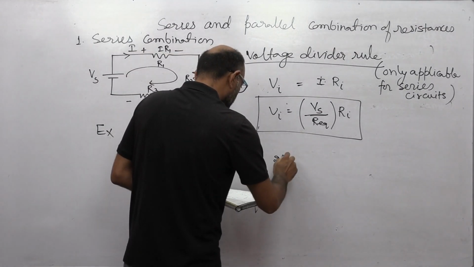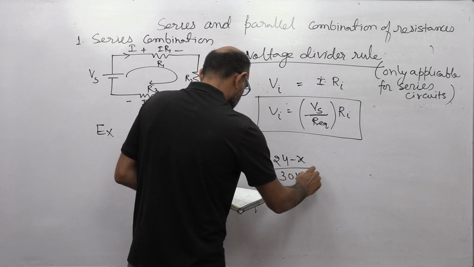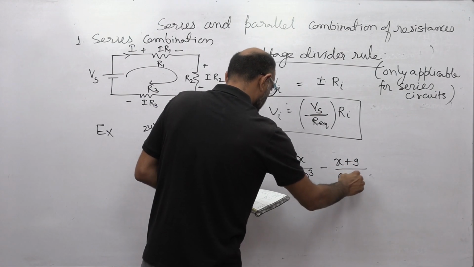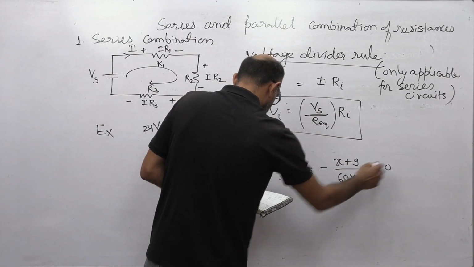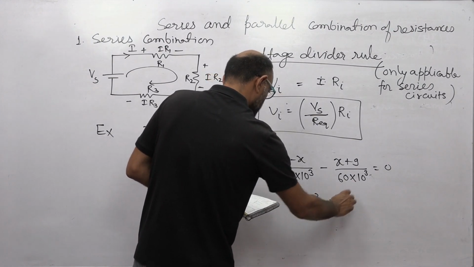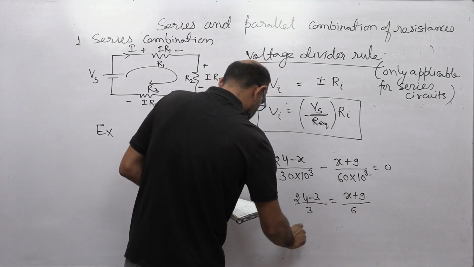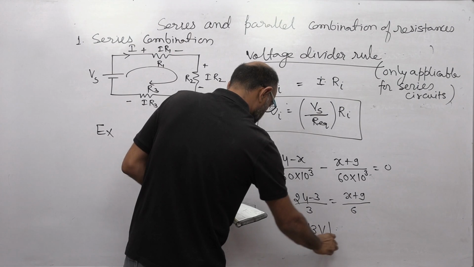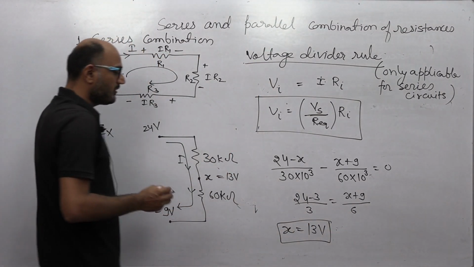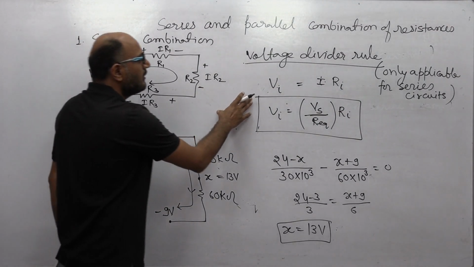So what is this? 24 minus X divided by 30 into 10 raised to power 3, same current, right? X plus 9 divided by 60 into 10 raised to power 3 equal to 0. And by solving this, X equal to 13 volt. So this is the way to deal with such kind of series circuits and apply the voltage divider rule.